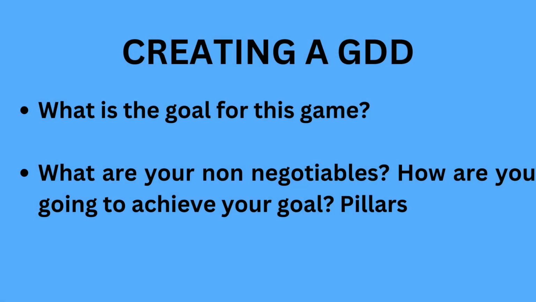One is the core goal of why you're making this game. What's the sole purpose of this game? And number two is the pillars. What are the non negotiables? What are you going to do to make sure you get to this goal? And if you set out to do that, that pillar will help you determine if your game is successful or not. It will help you achieve your goal.